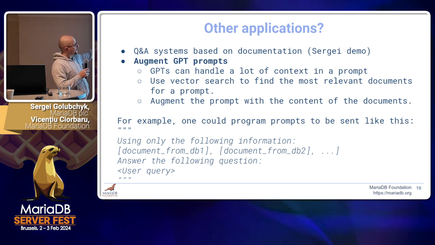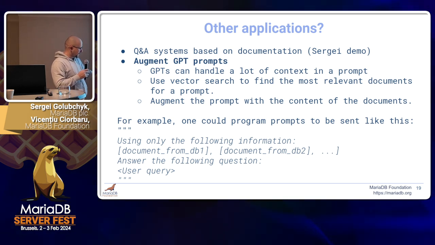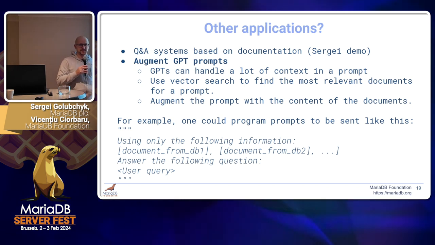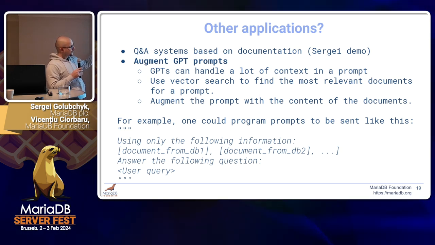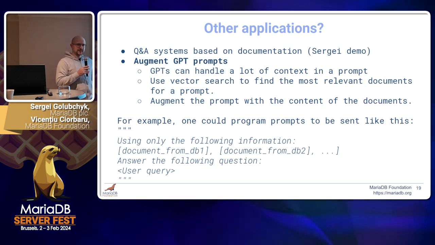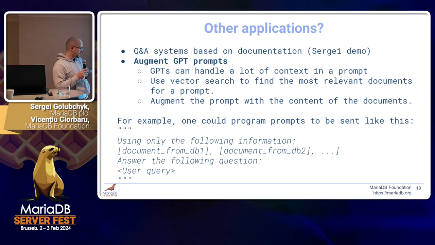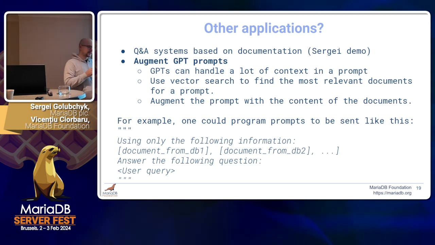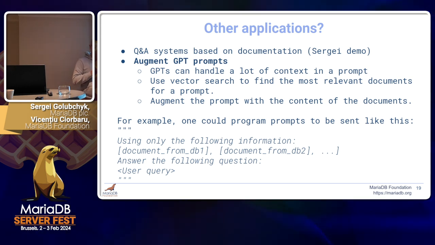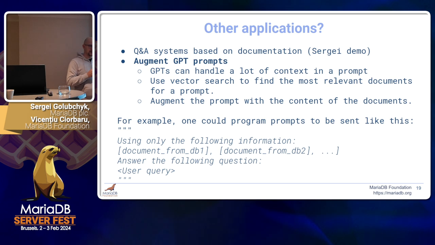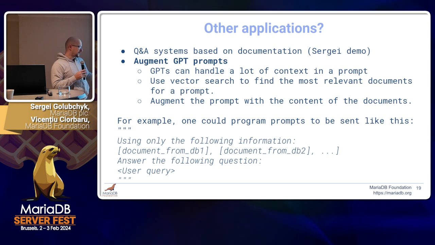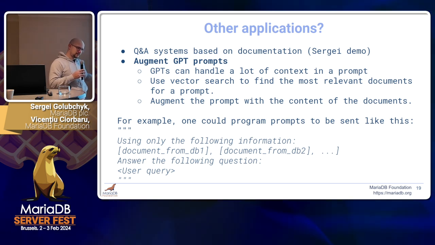So what you do, let's say the user query is, give me the best optimization strategies in MariaDB. Let's say you also crawled our knowledge base. You would search for the 10 most relevant documents in the knowledge base, pass that to ChatGPT as a form of text, and then you write the prompt to ChatGPT like this: Using only the following information, blah, blah, blah, all the things in the knowledge base, answer the following question. And then you put the user question here. So this is a way to guide the model to give you a more appropriate response.